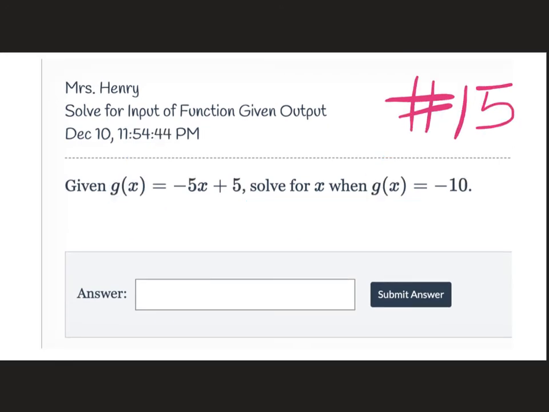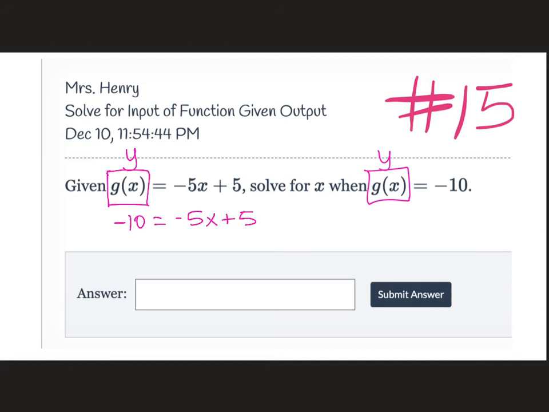Okay, 2 more questions on this. It's still going with the same assignment. So again, this one's going to say g of x. So remember I said f of x, g of x, h of x, whatever. It's still going in place of y. So they're telling me to put -10 in place of that.